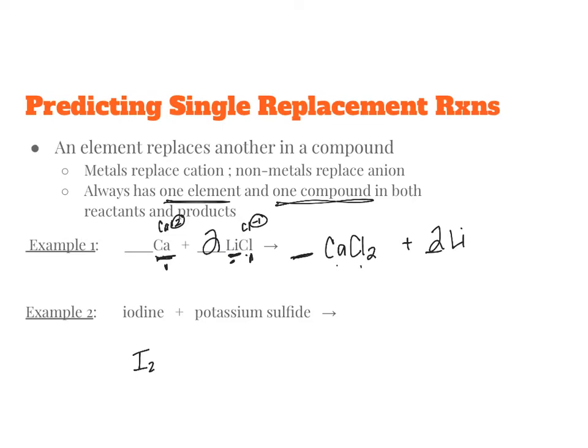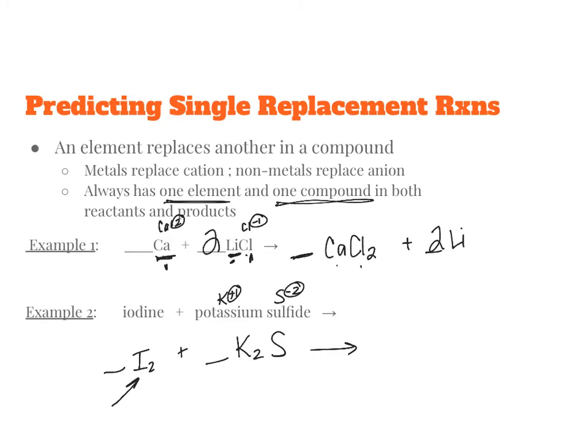I have to put a 2 subscript next to it because in nature it does not exist on its own. It's always bonded to at least another iodine ion. All right, potassium sulfide is an ionic compound. Potassium has a charge of +1. Sulfur has a charge of -2. All right, so these do not equal 0. I'm going to have to do my crisscross or cross and drop. All right, so K2S.